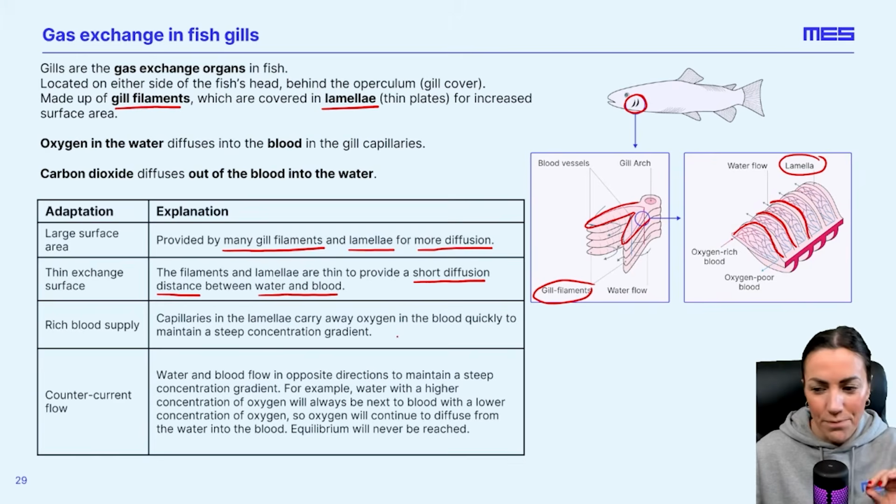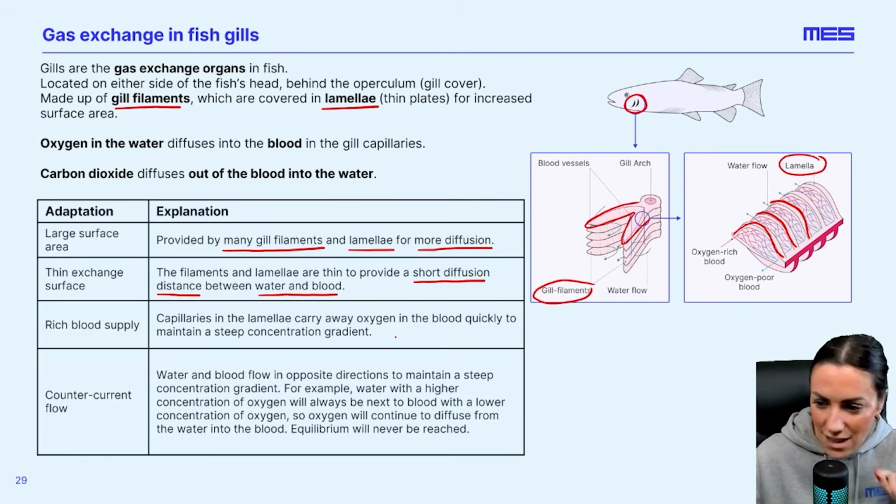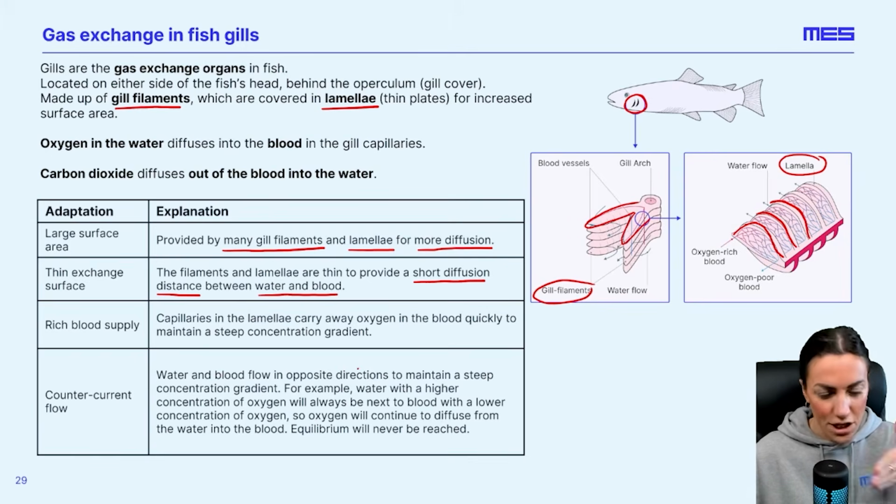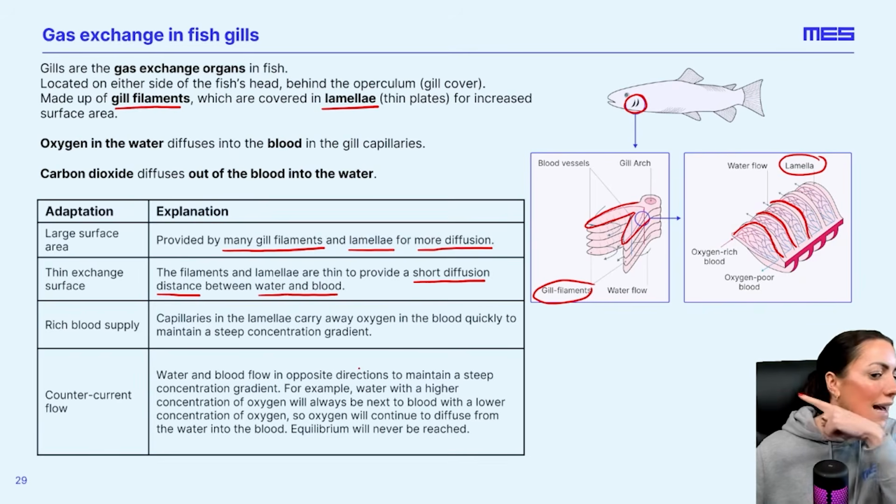But what's interesting about the fish gill setup is we've also got countercurrent flow. So the water and the blood flow in opposite directions, okay? So as the fish is swimming in the water, it's coming in through the mouth and it goes in that direction out over the gills.